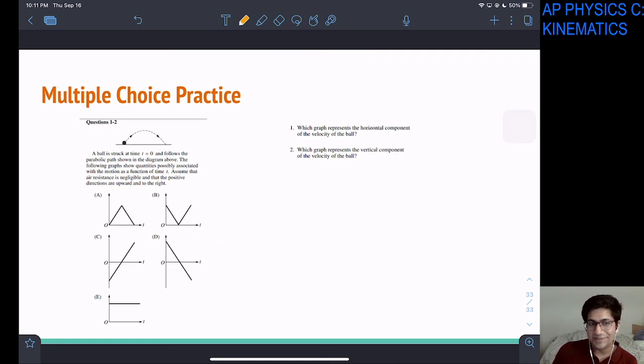You probably know how to do this, right? Is there acceleration? Is there no acceleration? Maybe. X component. Is there gravity in the X component? What are these graphs of? These graphs show possible quantities. Okay, the horizontal component, the velocity.